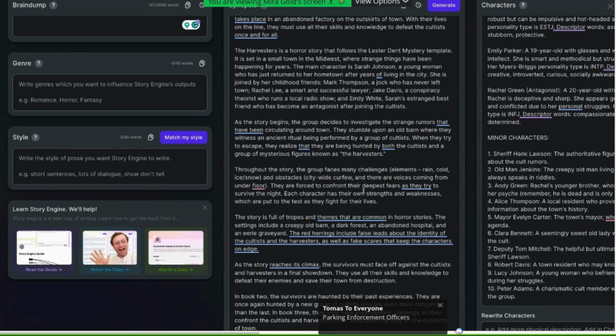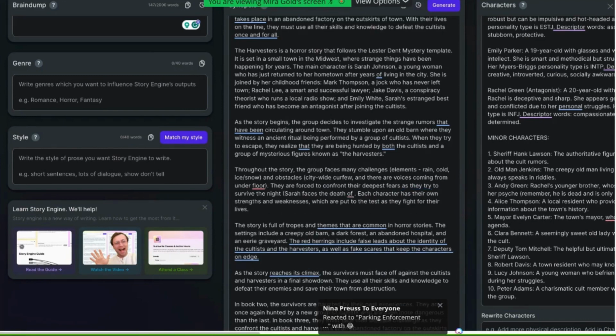So they are forced to confront their deepest fears as they try to survive the night. So what kind of fears do you think that they would need to confront? Let's take a look. We have the main character, Sarah. She's just returned to her hometown after years of living in the city. Let's give her something. What could be her deepest fears? Let's say that Sarah faces the death of her sister who died in a car wreck.